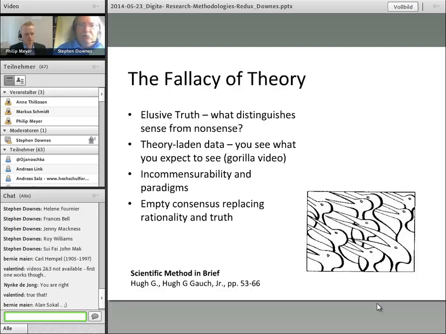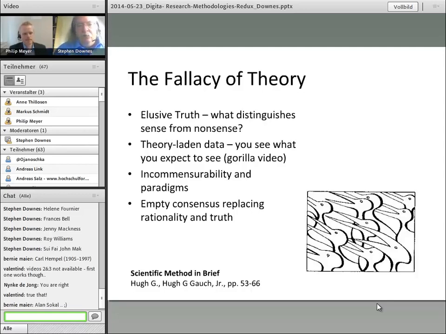But think about what's happening here. You have the presumption going in that dropout rates are somehow relevant to the study of MOOCs. What made you think that? You're finding what you were looking for, but you're finding it only because you already expected to see it.